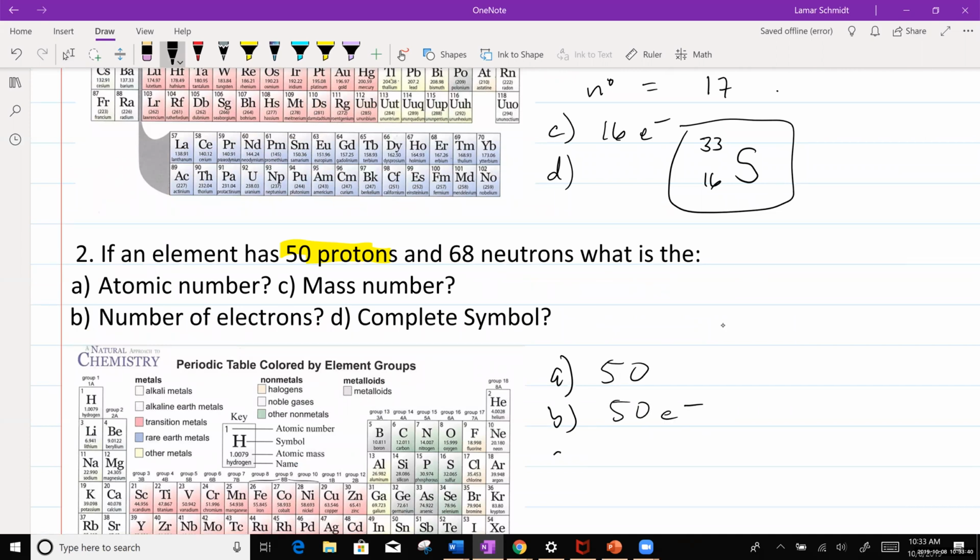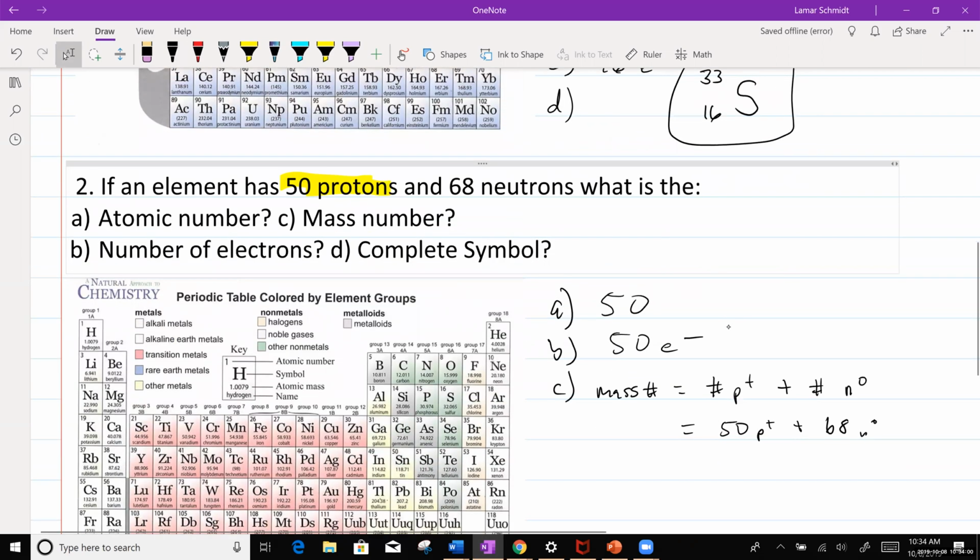And then the mass number. We simply use the formula for mass number. Mass number is equal to the number of protons plus the number of neutrons. So if we have 50 protons and we have 68 neutrons, what is 50 plus 68? That is 118. So we have a mass number of 118, or we can say 118 AMU.